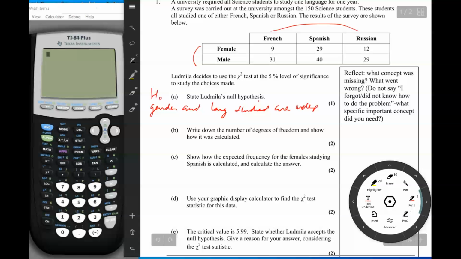If you wanted to make the alternative hypothesis, you would just say the opposite. You would say gender and language studied are not independent or are dependent.